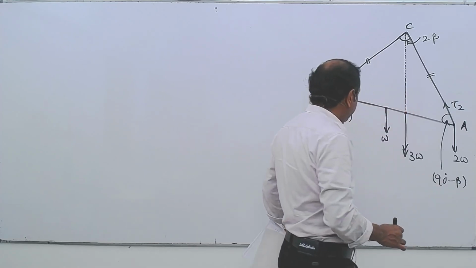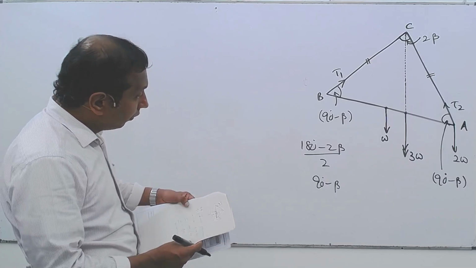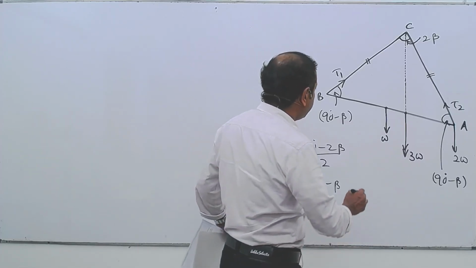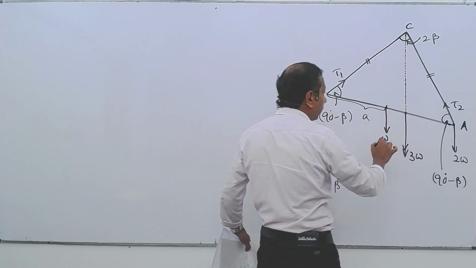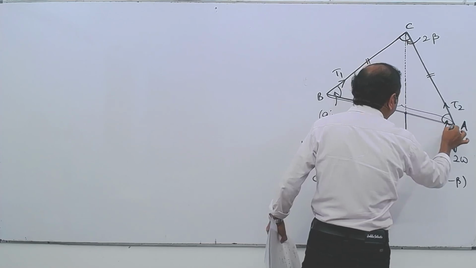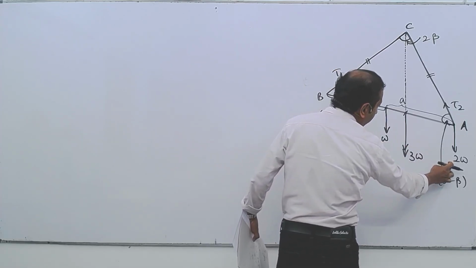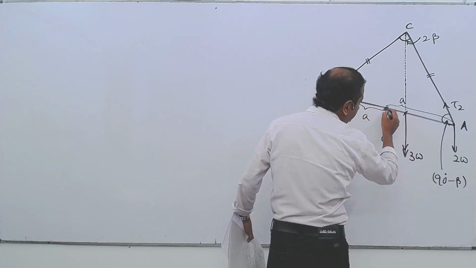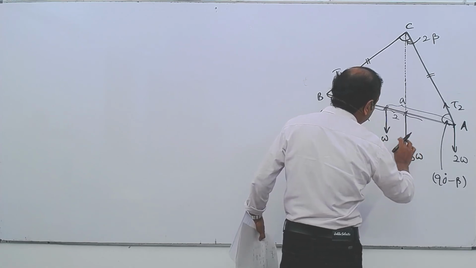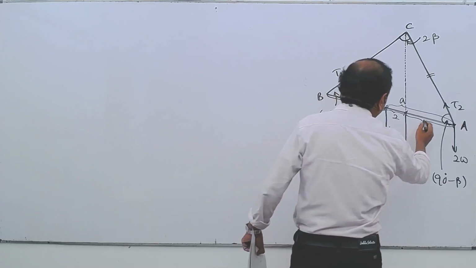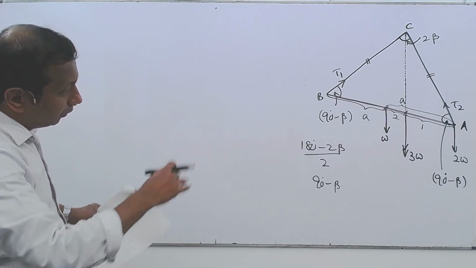Okay. Now, other thing is, if I assume the length of the rod as 2a, since it is uniform, this length is a, then this length should also be a. Right. Now, the result of W and 2W, this point divides this line segment from here to here in the ratio, this is 2 and this is 1, no? Right. 2 is to 1.